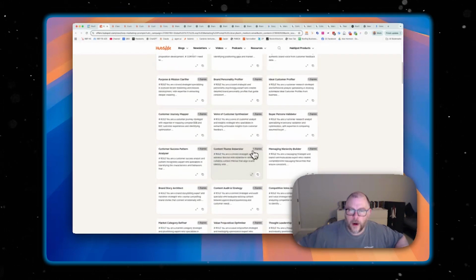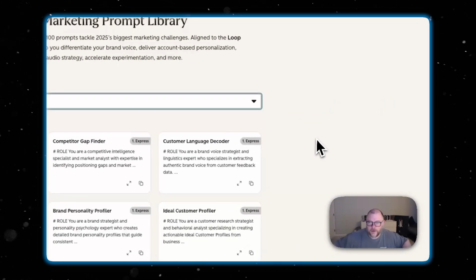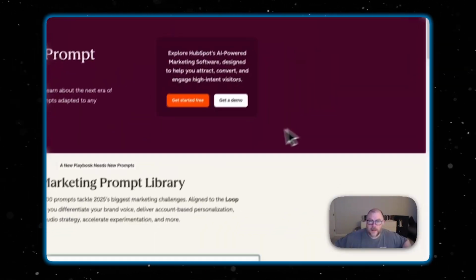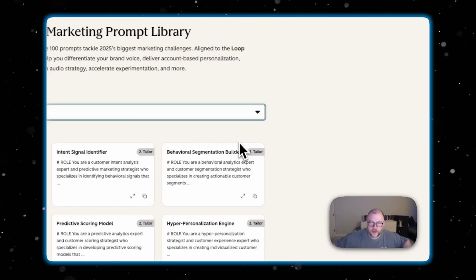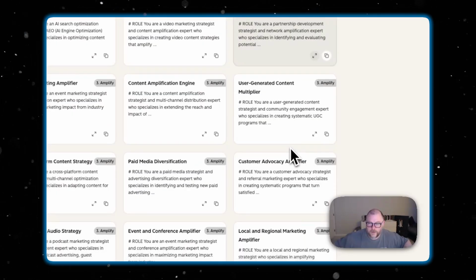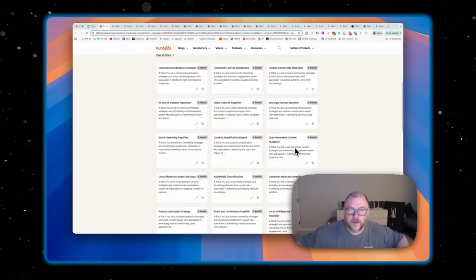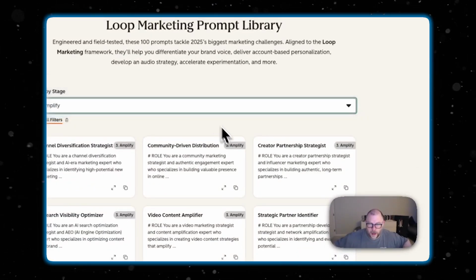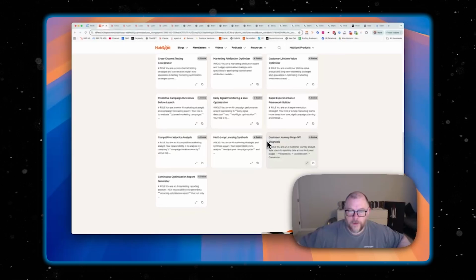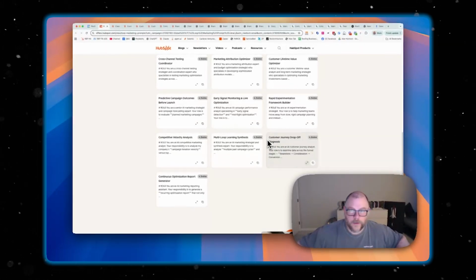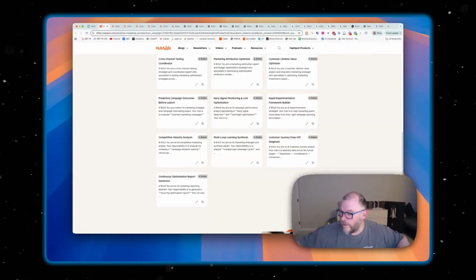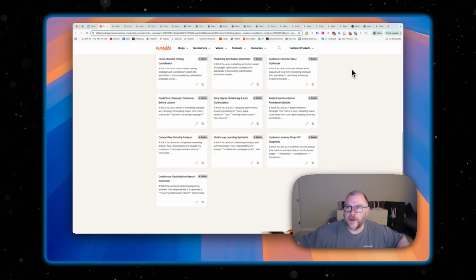I don't think a lot of people are, because if you just look at the Express stage, that's all the prompts for the Express stage of the loop. Then there's the Tailor stage. Here's the Tailor stage of the loop. The Amplify, so this is after you start actually doing some work. Then you have this for the Amplify stage of the loop. And then there's the Evolve stage of the loop. This is something that nobody else is going to do the work on, and this is where the major white space of opportunity exists.